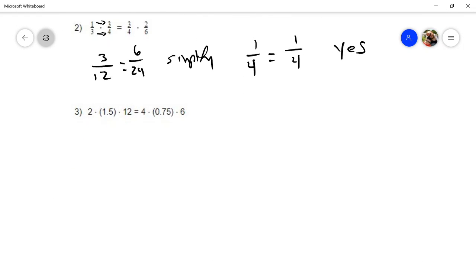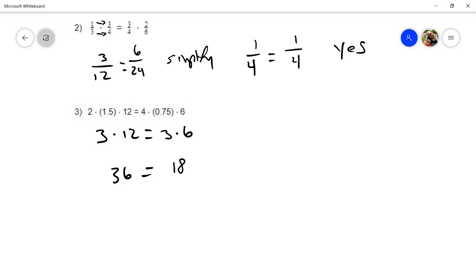Okay, so number 3: 2 times the quantity 1.5 times 12 equals 4 times the quantity 0.75 times 6. So we're going to do 2 times 1.5, which is 3, times 12, and then 4 times 0.75, which is 3, times 6. So then we got 3 times 12, which is 36, and 3 times 6, which is 18.